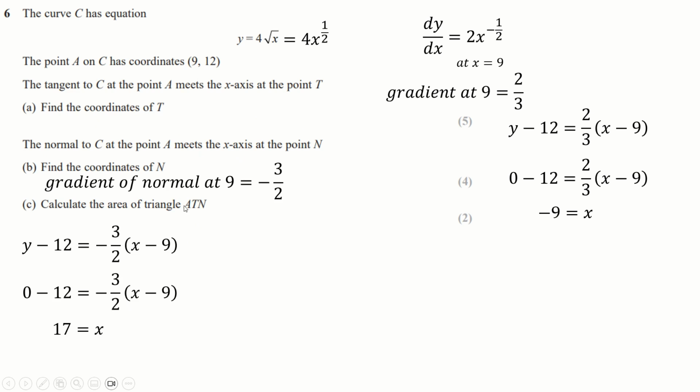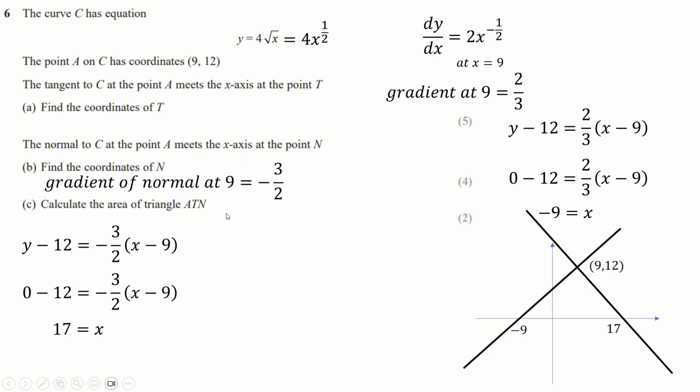And now calculate the area of the triangle ATN. Well, finally we can draw this. I should have drawn this much earlier, but here's this line here with gradient 2/3 that intersects the x-axis at -9. Here's this line here, this line is this one over here, gradient -3/2, that intersects at -17. And we're looking for the area of this triangle here. Now, this is just 26 across. This is 12 up by definition because the y-coordinate is 12. Half times 26 times 12 will get us the answer of 156.